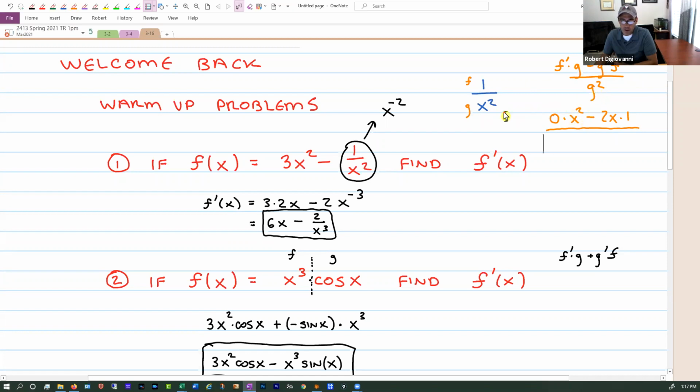Okay, and then g squared would be x squared squared, which would be x to the 4th. Now, so far, this does not look like our answer, but let's just clean it up. 0 times x squared is gone, and that just gives me -2x on top over x to the 4th. And since I have 1x here and 4x here, I can cancel an x. And that leaves me with -2 over x cubed. Right?